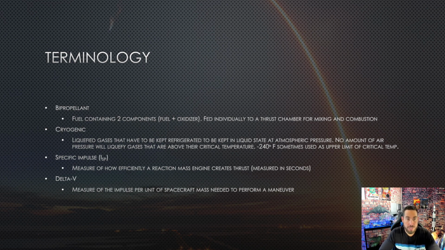Specific impulse, or ISP, you'll hear this used a lot in rocket terminology. Basically, it describes how efficiently a reaction mass engine, so a rocket engine, creates thrust. The unit of measurement is time, typically seconds. So if a fuel combination has an ISP of 240 seconds, it basically means it's going to burn for 240 seconds. So it'll give you that intrinsic amount of thrust.